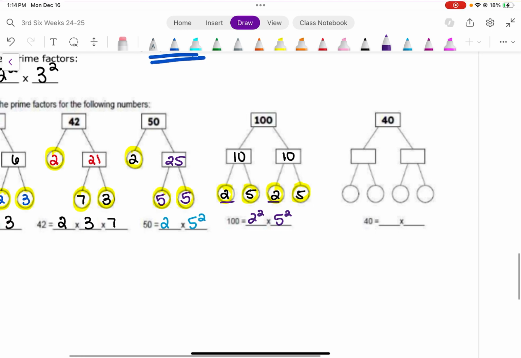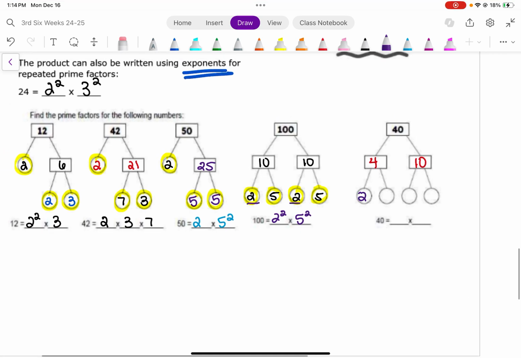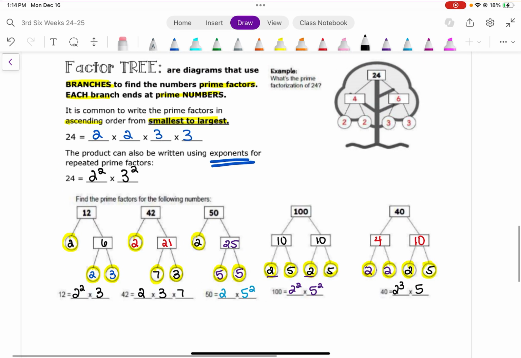And then the last one, I have 40, which would be 4 and 10. Simplify 4, I could break it up into 2 and 2. Both of those are prime. And then 2 and 5. Both of those are prime, which means I have 2 to the third power and 5 to the first power. All right, you need to make sure that you copy that down.